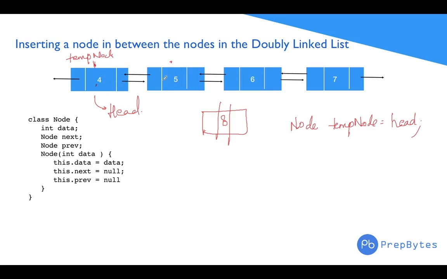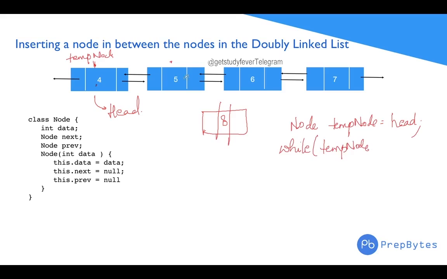So there are two scenarios. Number one is that let's say the element is not there. In that case, we'll have to end the loop when we reach the end. And in case the element is there, we have to do the insertion. So I run a loop while temp node not equal to null.